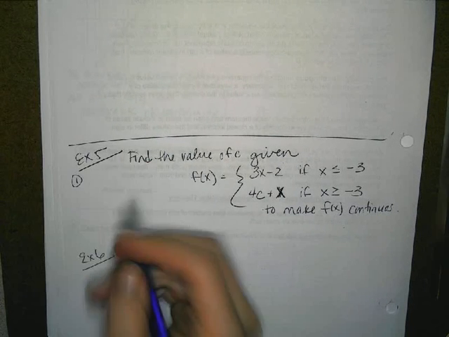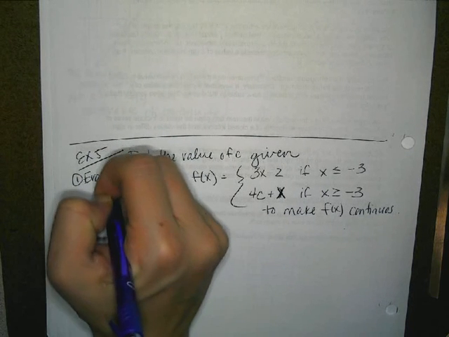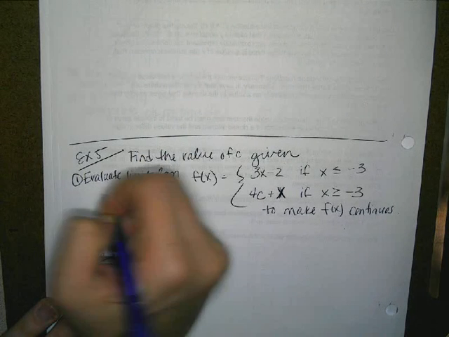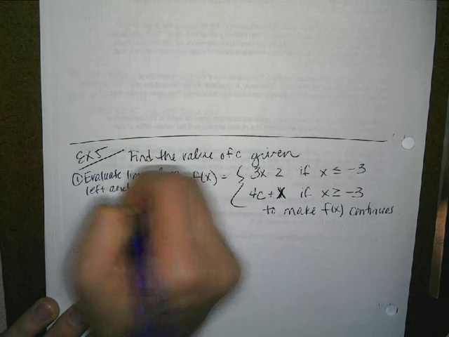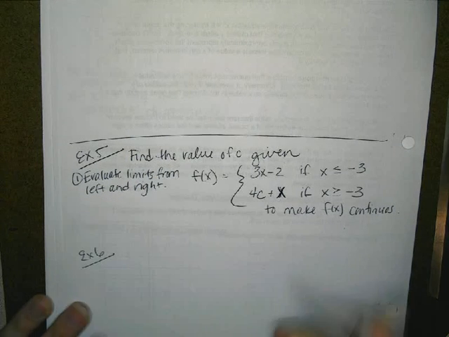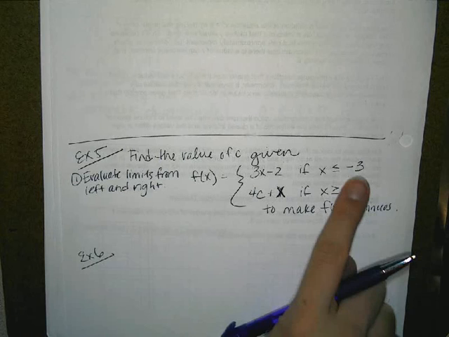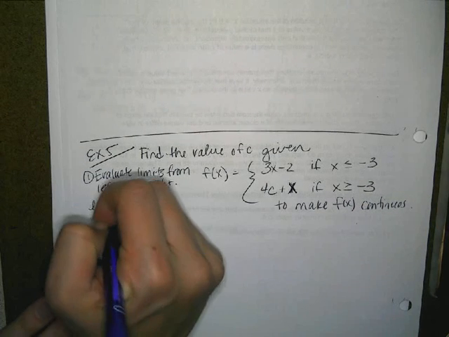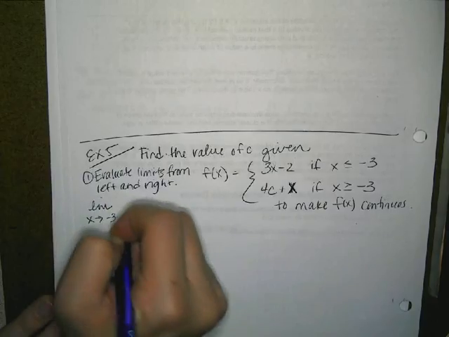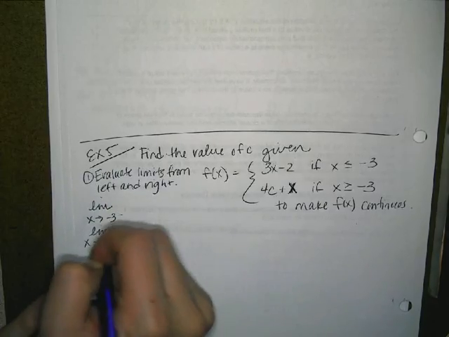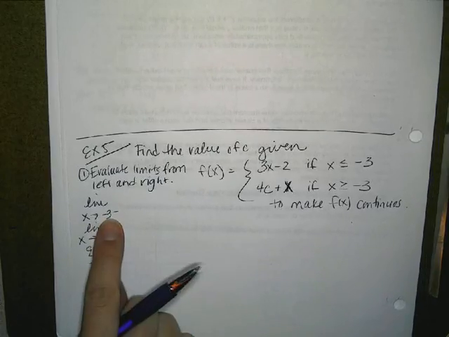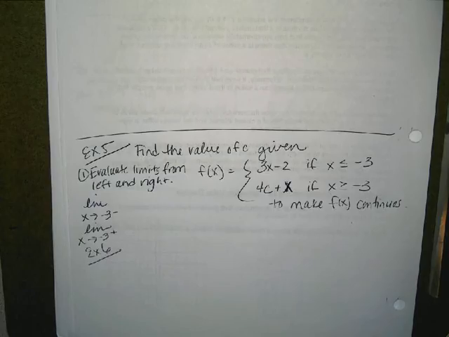First thing that you would do is you would evaluate limits from the left and right, because you can see that both functions from the left and the right have the same breaking point of negative 3. So we would find the limit as x approaches negative 3 from the left, and the limit as x approaches negative 3 from the right. What function is the function to the left of negative 3? 3x minus 2.